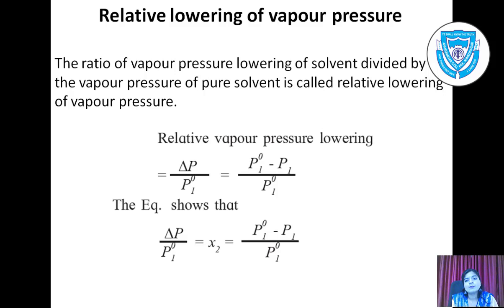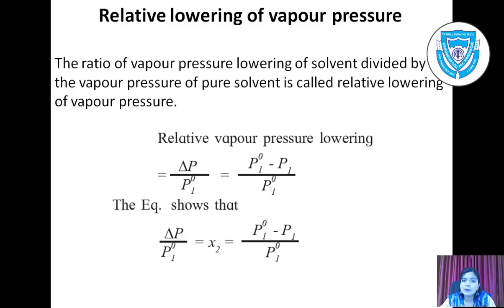Now, relative lowering of vapor pressure. What is relative lowering of vapor pressure? Relation: when you relate someone, she is my mother, so when there are two cases you relate them. In the same way, you are relating the vapor pressure with something. It is a ratio: the vapor pressure lowering of solvent divided by the vapor pressure of pure solvent. How much it is lowered with respect to the pure solvent, that we are going to see.